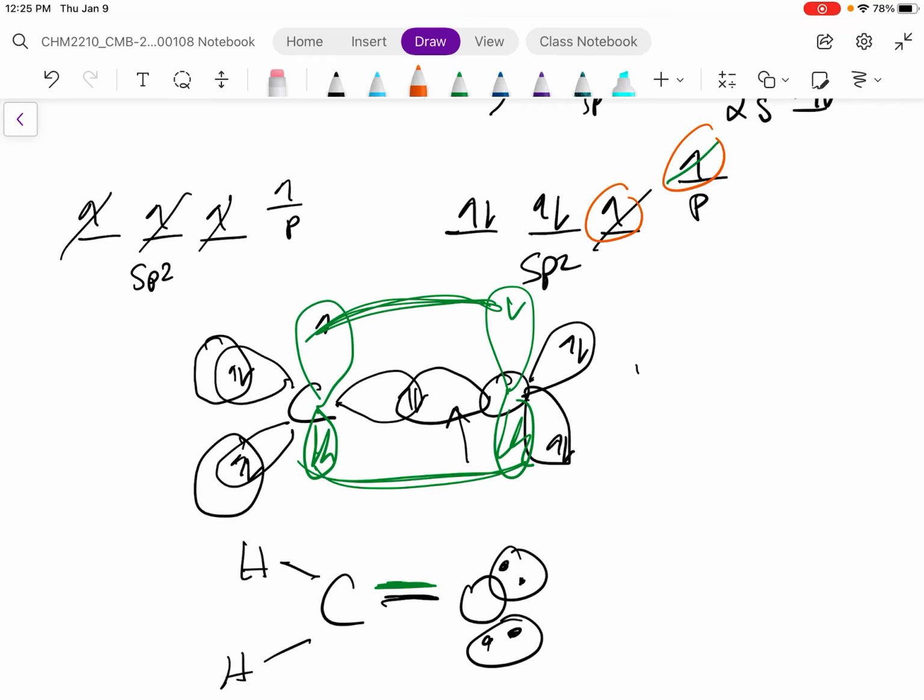Any questions about that problem? Feeling good about that? That if I gave you a molecule you've never seen before, you could use valence bond theory to draw all those orbitals?